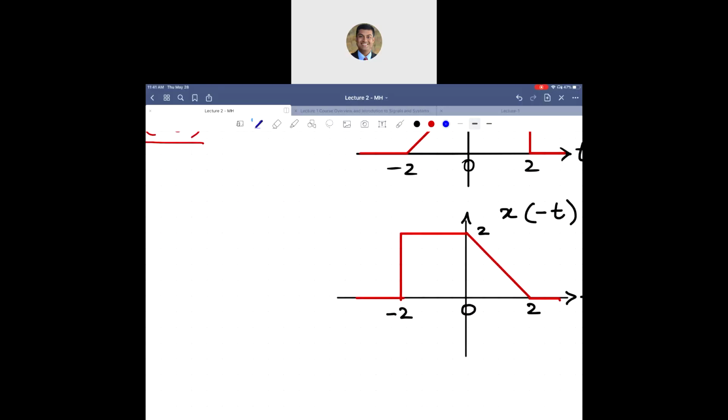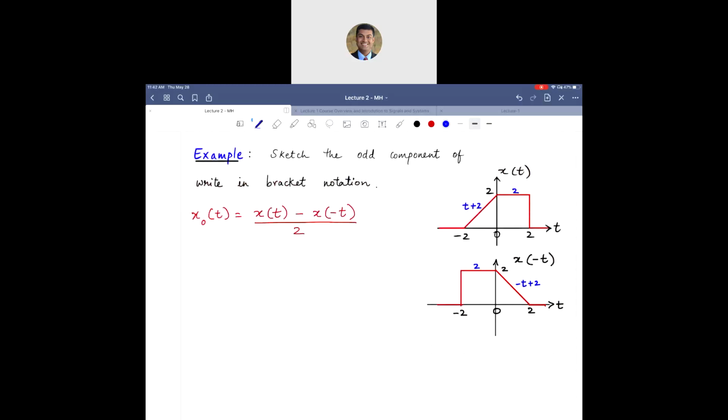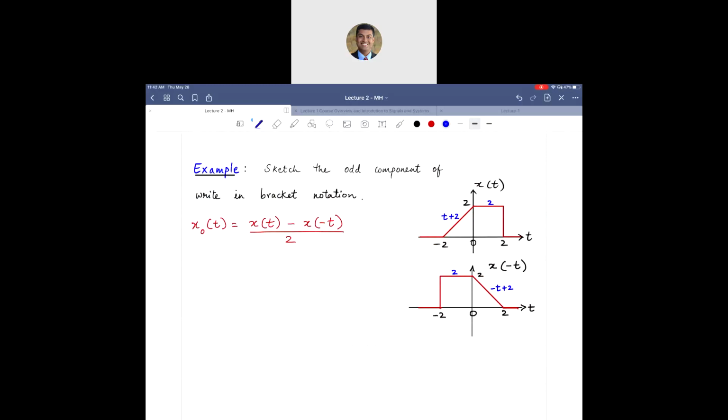Next, over here, what do you have? 2 here. It's fine. Over here, it is a line that is going down with a slope of -1 and a y-intercept of 2. So negative t plus 2. Now we can do this a little bit easier. So let's try to sketch it first.